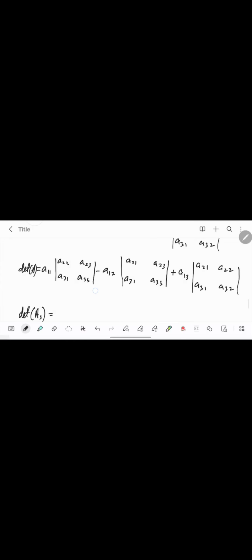Okay, so this is the determinant of A. Now I will find the determinant of the matrix obtained by swapping the last two rows. Now I find the determinant of AS. This notation is mine. It is not in the book, but in the book this thing is explained.